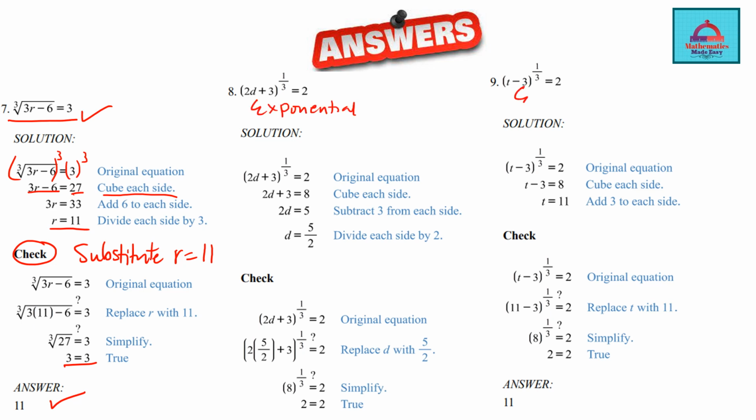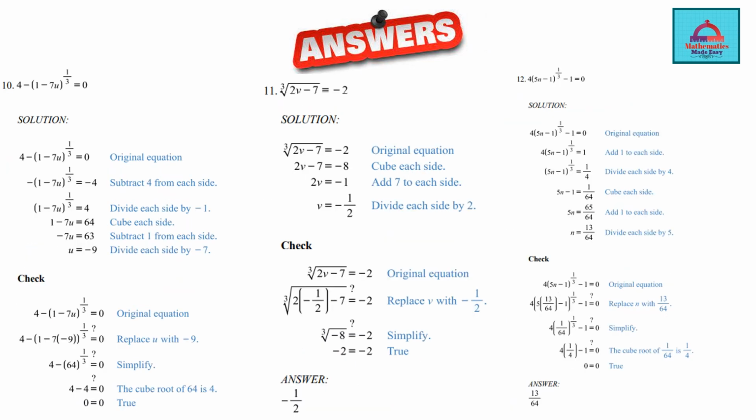Next is this exponential equation. So both of them will be solved in the same way because both are exponential equations. Both have power 1 by 3. So take the cube of each side, remove the exponent, and the values of d and t will be this. Now before you give the final answer, you have to check by substitution. So when you check, this is true, so this is the correct answer. When you check, this is also true, so correct answer.